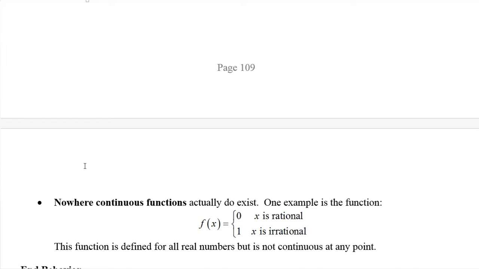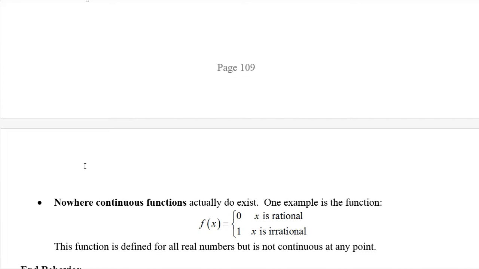So no matter what value c we pick, x equals c, if you take the limit as x approaches that, no matter how small you make delta, there are always numbers within delta that are 1 away. So there isn't actually a point where it's continuous.